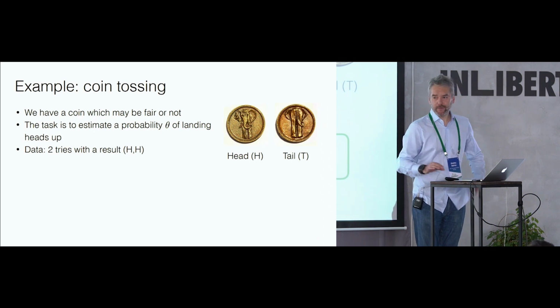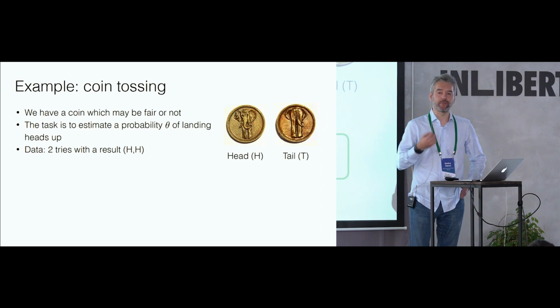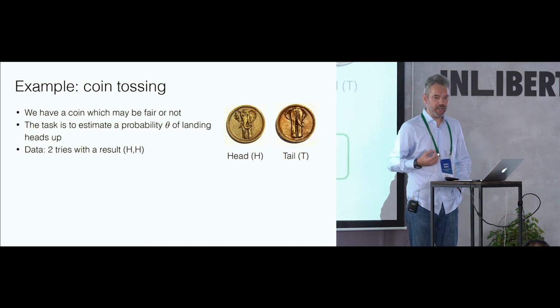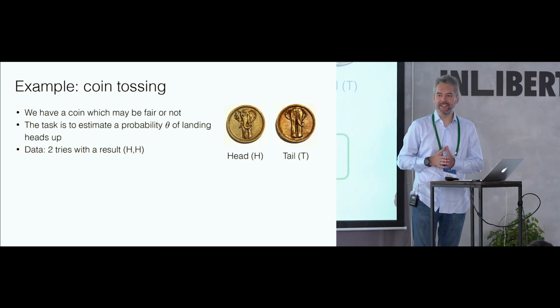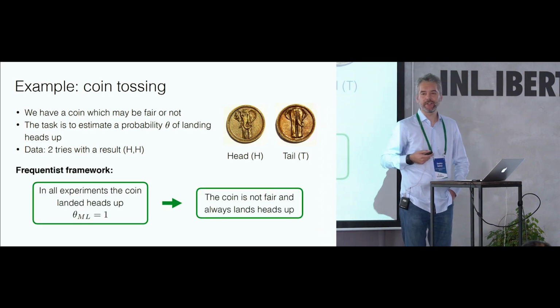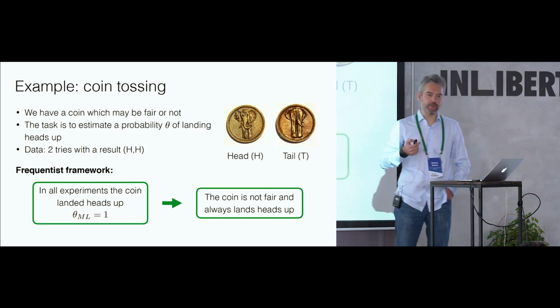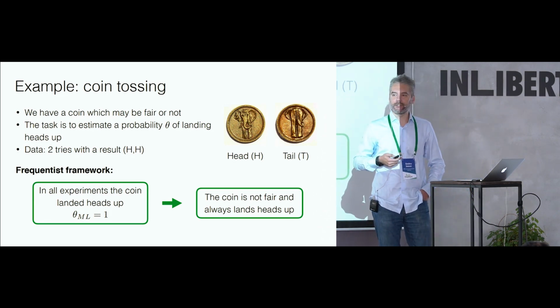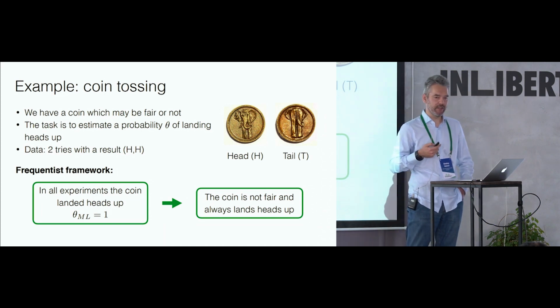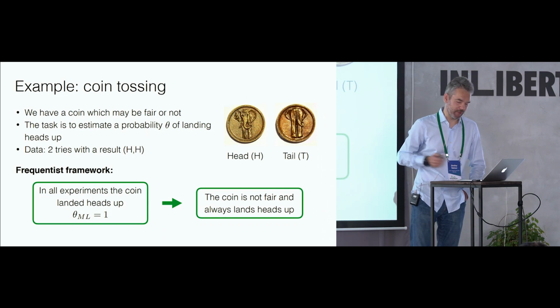Well, from Frequentist point of view, and this is actually why this framework is called Frequentist, we apply maximum likelihood estimation, and the maximum likelihood estimate is simply the frequency of heads. So this is the number of heads over the number of tosses. And since here there were just 2 tosses and 2 heads, the maximum likelihood estimate is that theta ML equals 1. ML, maximum likelihood, not machine learning here.